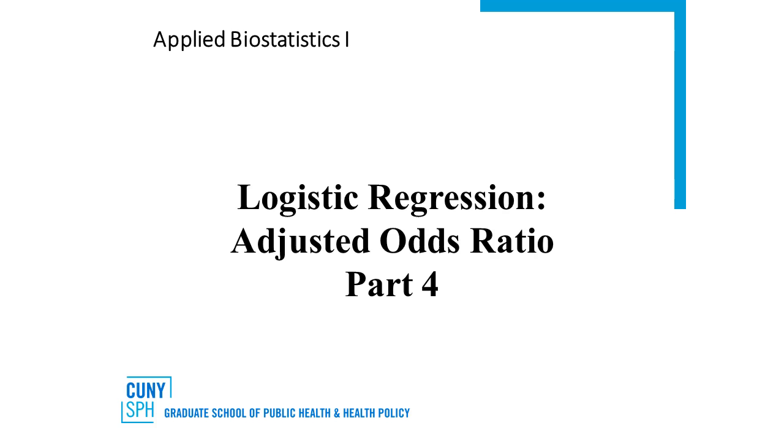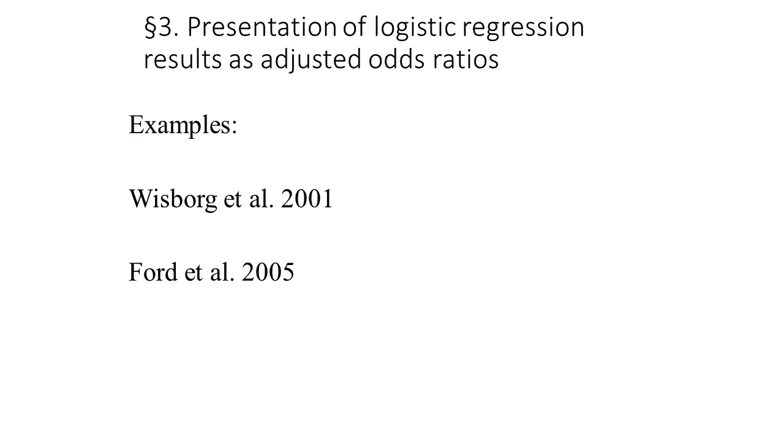This is part 4 of the lecture on adjusted odds ratio. PDFs of 2 papers from American Journal of Epidemiology have been posted as logistic regression examples. Please skim the papers with attention to the presentation of adjusted odds ratios.